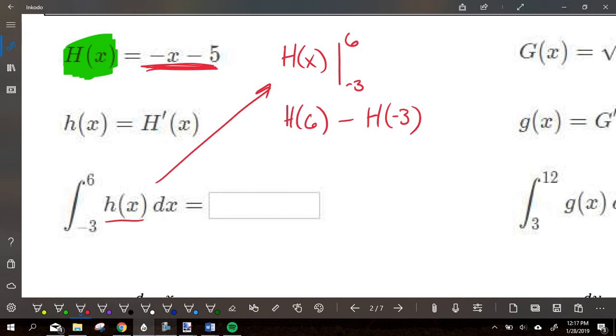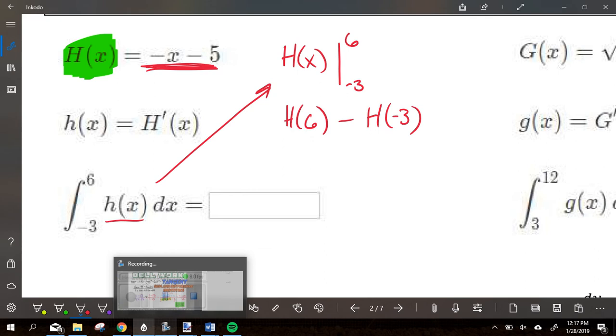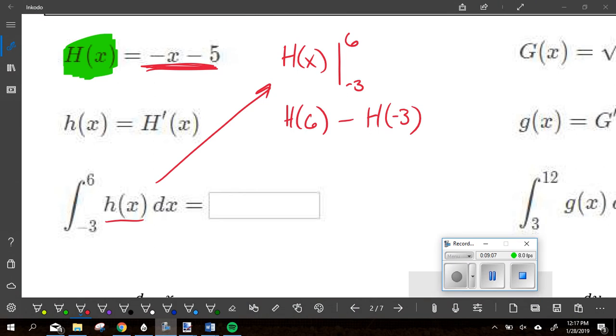Show me with your fingers. What are we getting? A little bit better than this one. The two numbers that I've gotten all day are negative 9 and negative 13. Let's see which one is better. So negative 9 or negative 13.